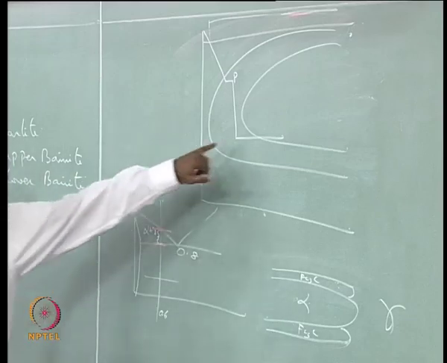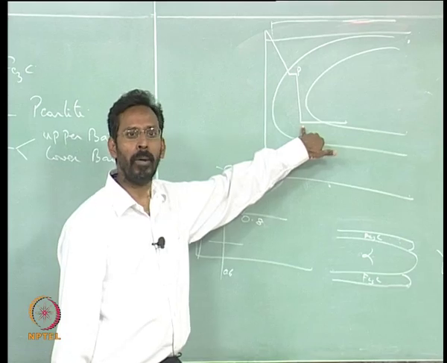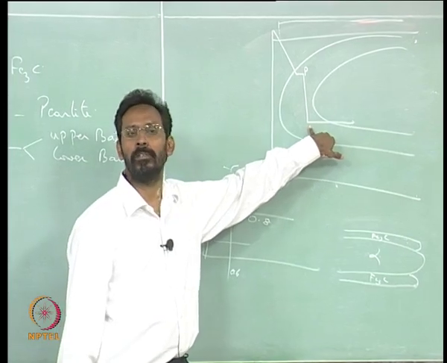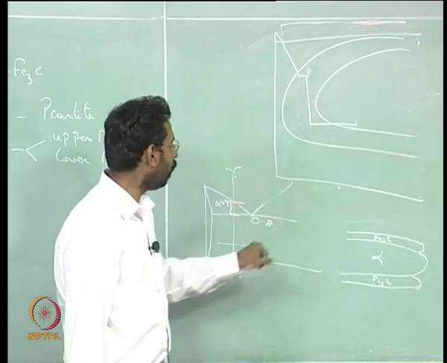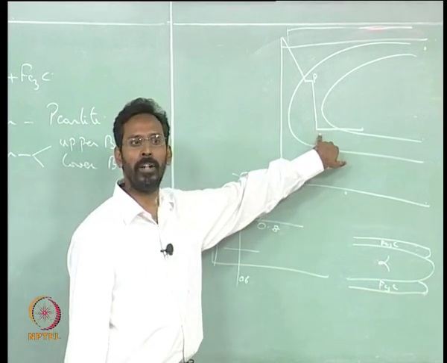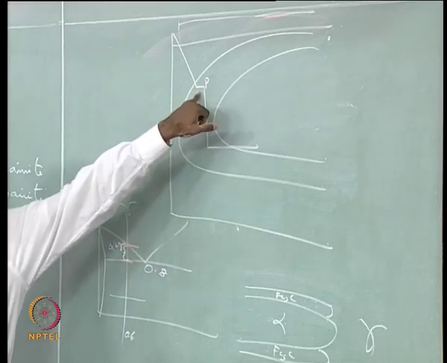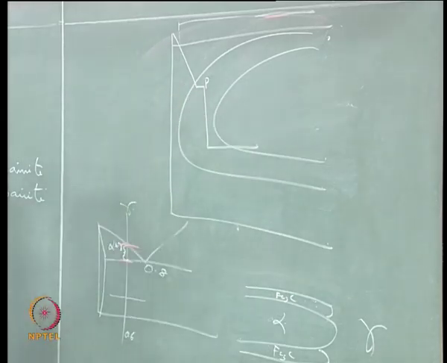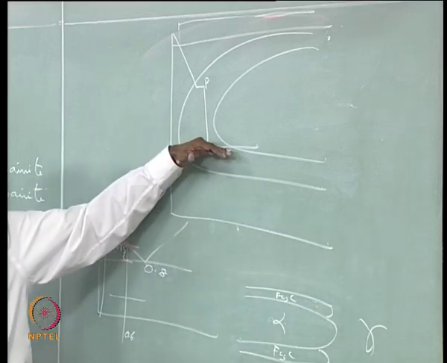So this gamma will already be depleted in carbon. You are starting from 0.8 carbon, let us say, but this gamma will not be 0.8 carbon, because some pearlite has already come out of it, and some carbon has come out of it. So there is a possibility that some depletion might have taken place.